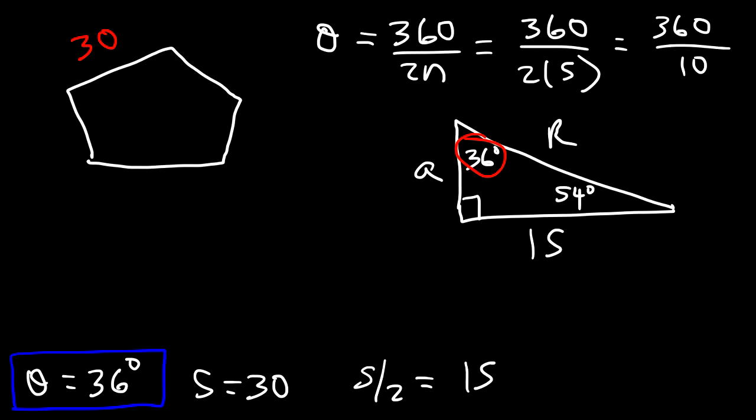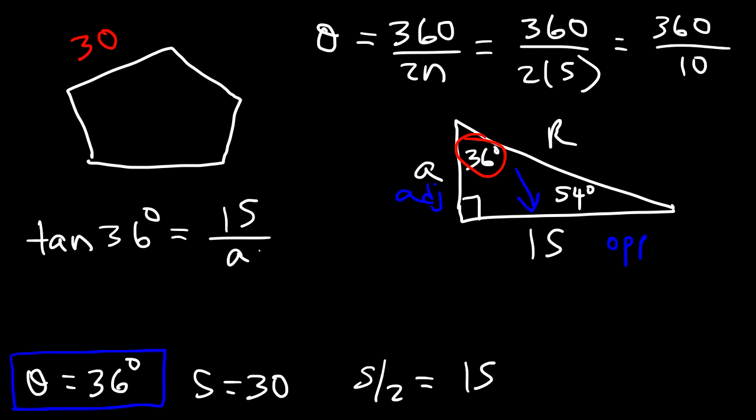So which trig function, sine, cosine, or tangent, relates a and 15? So relative to 36, 15 is opposite to it, and a, the apothem, is adjacent to it. And tangent is opposite over adjacent. So tan 36 is equal to the opposite side, which is 15, divided by the apothem. So in this case, we can't use the special 30, 60, 90 triangle. We have to use trig to get the answer.